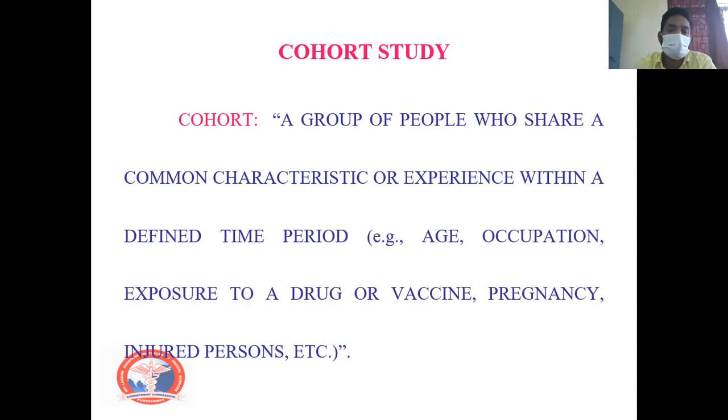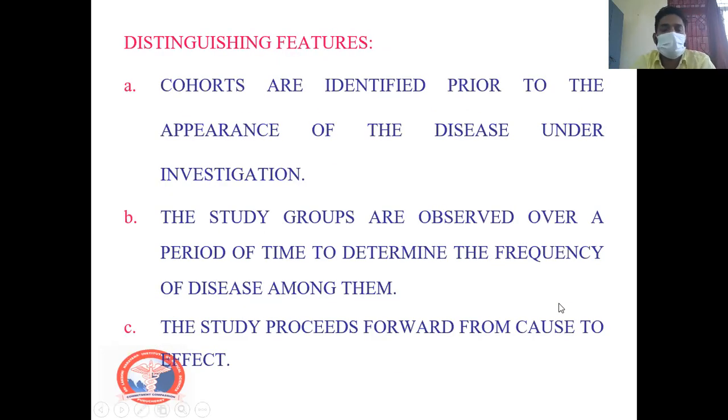Similarly, we can relate it with a group of people who are receiving a drug, who are receiving vaccines, and who got pregnant during a particular time. So cohort is nothing but a group of people who share common characteristics or experience within the defined period of time. Clear? So what are the distinguishing features of cohort studies? Whenever you read about cohort study, try to correlate and compare with case control study. That will be an easier way to remember both study designs.